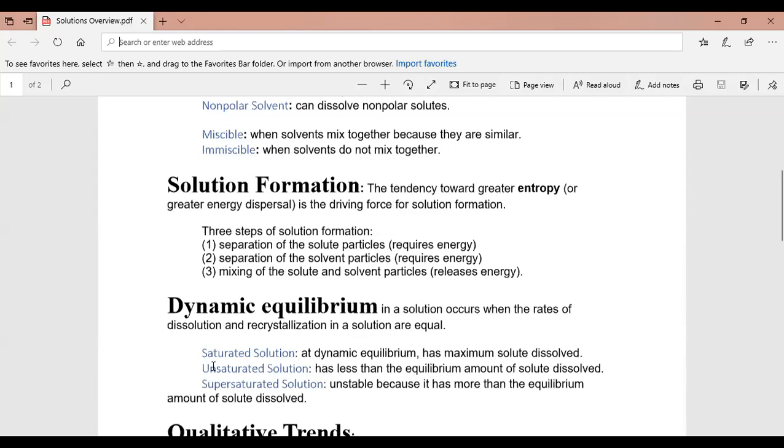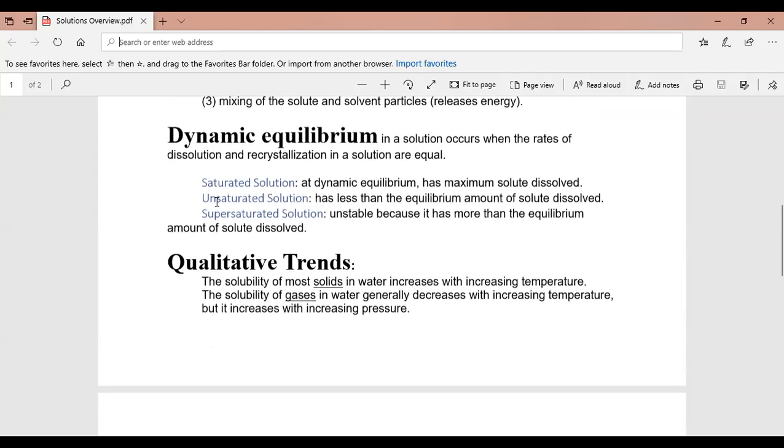So some important terms to know for this are saturated, unsaturated, and supersaturated. Saturated means that you have the maximum amount of solute dissolved in your solution. Unsaturated means you have less than the equilibrium amount of solute dissolved in your solution. Supersaturated is unstable because it has more of the solute dissolved than it normally would be able to.